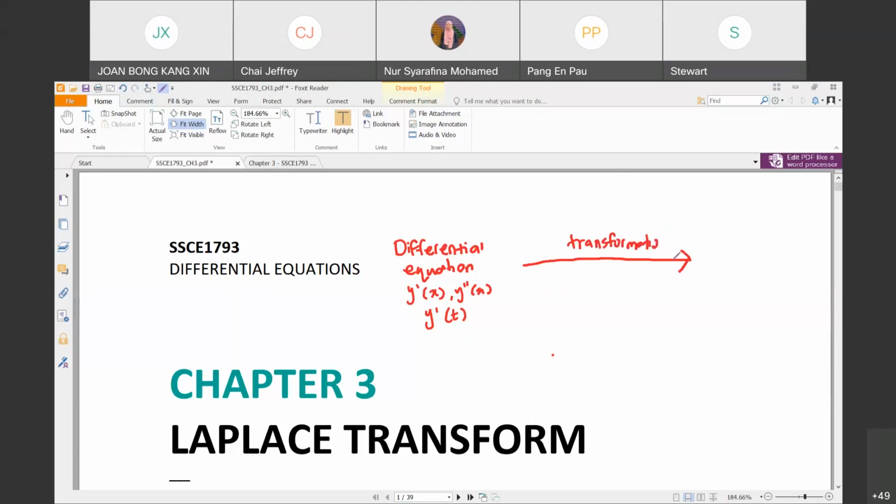transformation. Okay, there are a lot of transformation types. We have Laplace transform, we have Fourier transform, we have Z transform, and many more. Many transforms, but we are going to focus on Laplace. Okay, why do we transform? Because we just want to transform in terms of another domain. Let's say S domain.